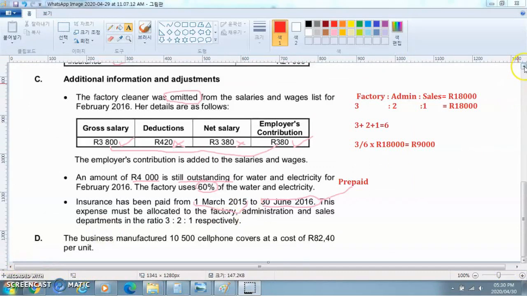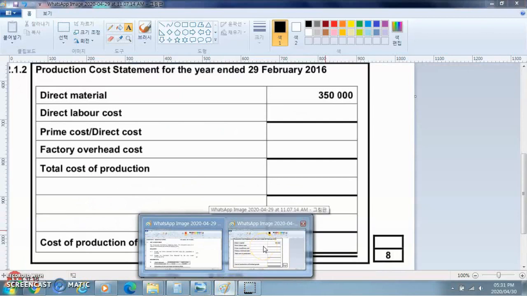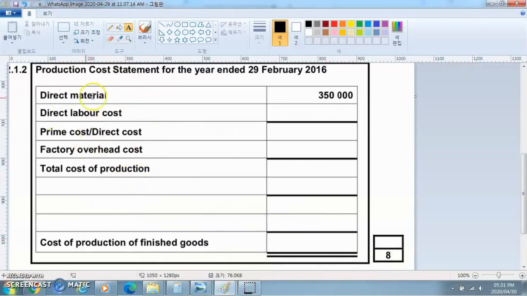Okay, so now we are moving on to the second question. So the second question is 2.1.2. They're saying prepare the production cost statement for the year ended the 29th February 2016. Okay, if you still remember, a production statement records the 3 most important things, right? Which is your direct material cost, your direct labor cost, as well as your factory overhead cost. So these are the 3 major items. Basically, you have direct labor cost, direct material cost, and your factory overhead.